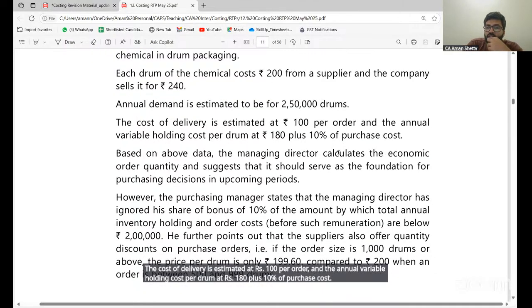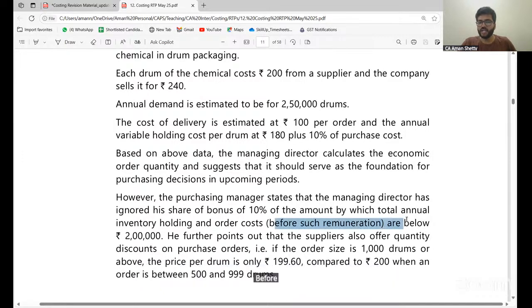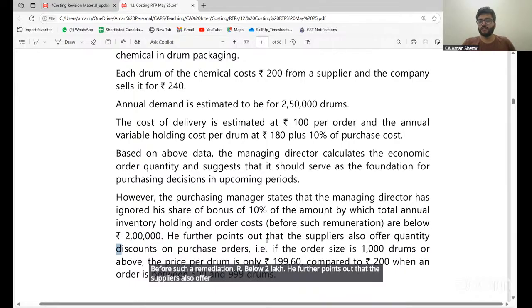Based on the above data, the managing director calculates the economic order quantity and suggests that it should serve as the foundation for purchasing decisions in upcoming periods. However, the purchasing manager states that the managing director has ignored his share of bonus of 10% of the amount by which the total annual inventory holding and order costs before such remuneration are below 2 lakh. He further points out that the suppliers also offer quantity discounts on purchase orders. Remember, whenever quantity discount is given, your EOQ model fails.